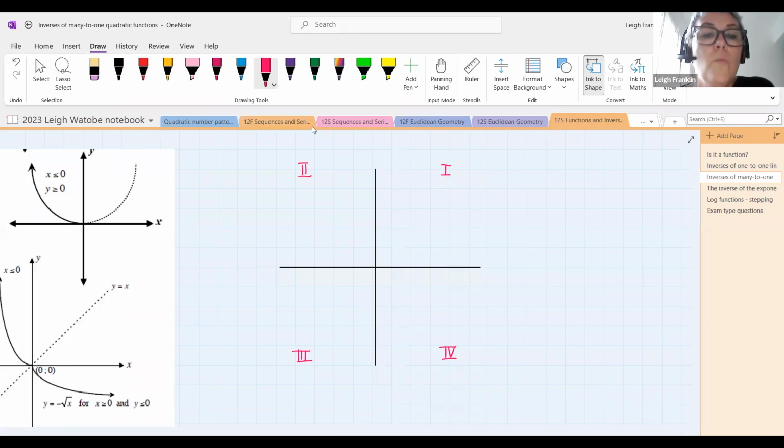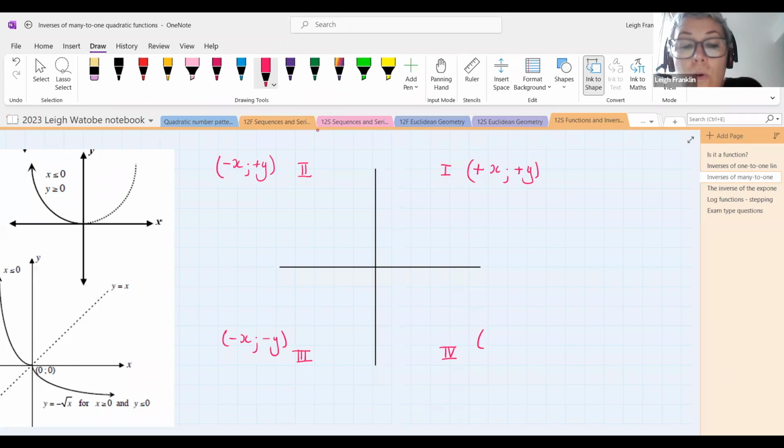So when we are working in quadrant number 1, both our x coordinates and our y coordinates are going to be positive. When we are in quadrant 2, our x coordinates become negative and our y coordinates remain positive. When we are in quadrant 3, our x's are negative and our y's are negative. And when we are in quadrant 4, our x coordinates are positive and our y coordinates are negative.